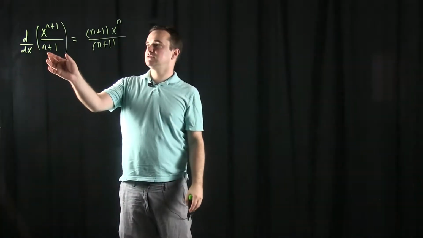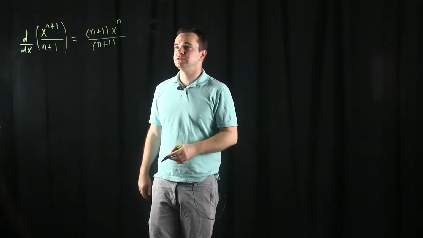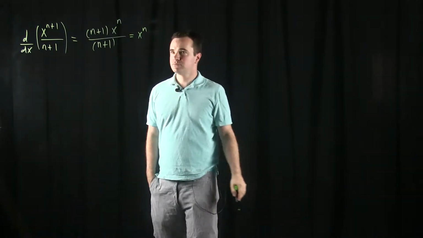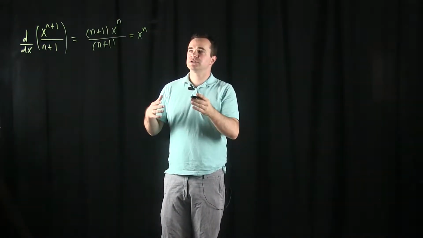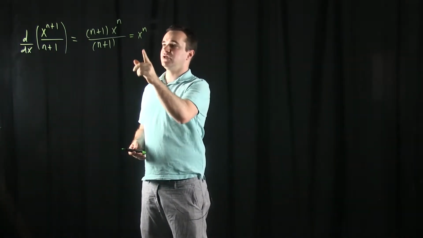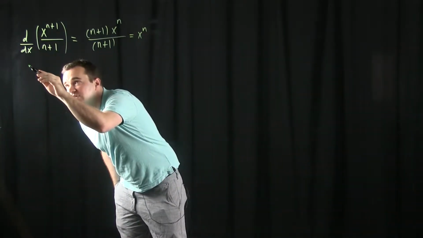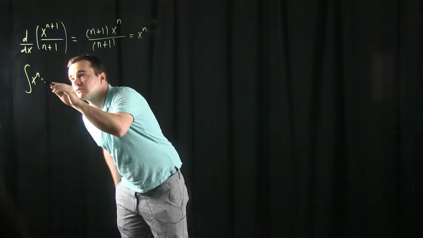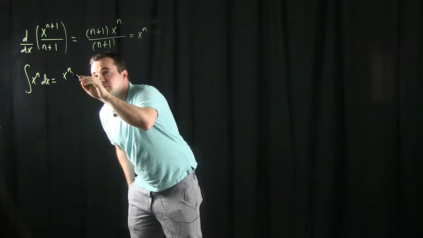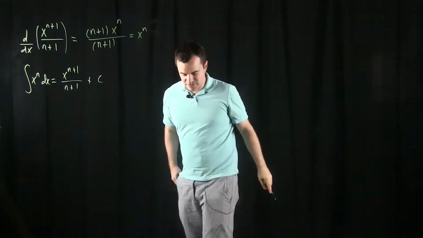Formally speaking, you could take the constant outside and then use the power rule, but we don't have to be that pedantic about it. And then the n plus 1s cancel out, and I'm just left with x to the n. So this gives me an integral formula because it tells me that an antiderivative for x to the n is x to the n plus 1 over n plus 1. And I can rewrite that by saying that the indefinite integral of x to the n is going to be x to the n plus 1 over n plus 1 plus constant c. And that's a really nice formula to have.